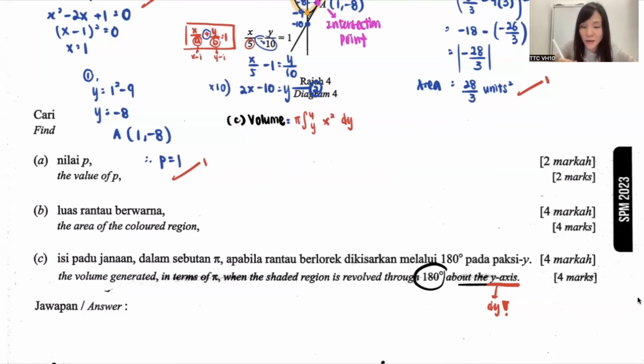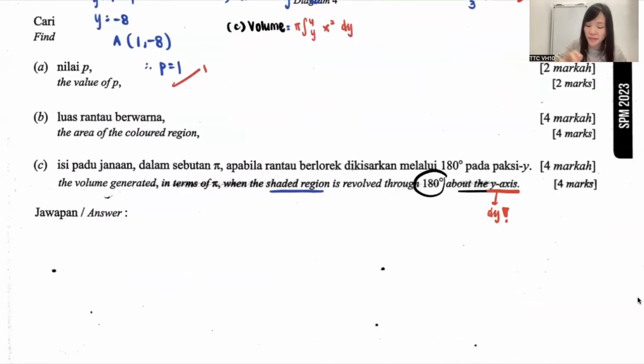Okay, so now they say what? Shaded region. Revolve 180 degree about the y-axis. Okay, I want to talk about 180 degree. I hope you guys have this basic. So when I teach my student, I tell them 360 degree, then normally you just do the normal way, okay? But for 180 degree, don't tell me, teacher, divide by 2. Not necessarily divide by 2, you know.